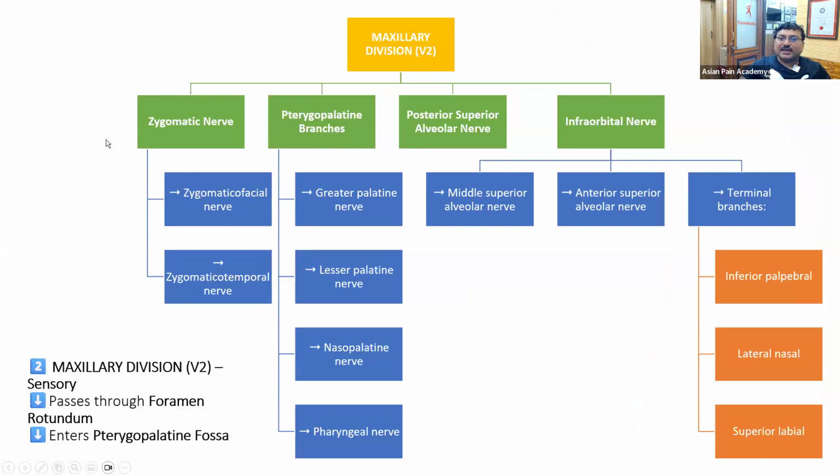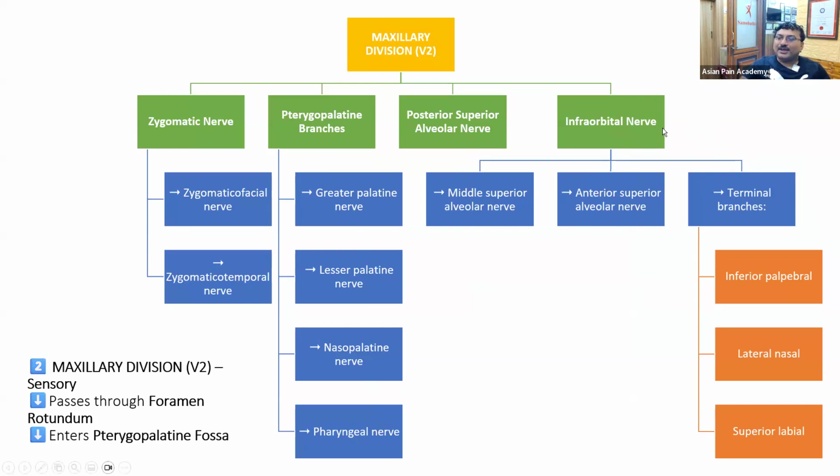Maxillary division, again it divides into multiple branches. Zygomatic, I have already told, the zygomaticotemporal and zygomaticofacial. From the pterygopalatine, greater palatine, lesser palatine, nasopalatine and pharyngeal nerves. The posterior superior alveolar nerve, which I have told is given just before entering the inferior orbital fissure. Then the infraorbital nerve, which gives the middle superior alveolar nerve, the anterior superior alveolar nerve, and then the terminal branches that come out of the infraorbital foramen are the inferior palpebral, lateral nasal, and the superior labial.